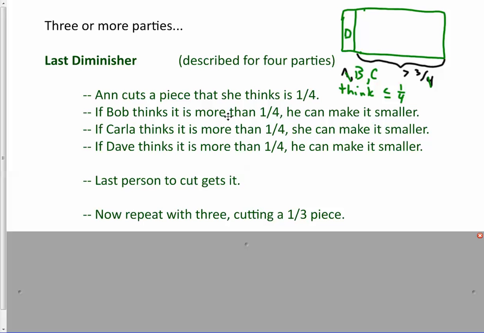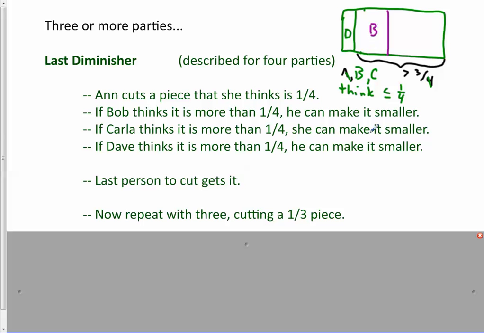Now Ann, Bob, and Carla restart it, and now you do 1/3. Ann cuts a piece that she thinks is 1/3. And then Bob has a chance. If he thinks it's more than 1/3, he can make it smaller. Carla, if she thinks it's more than 1/3, she can make it smaller. Whoever makes the last cut gets it. And all the thought process that I just went through for Dave will apply again. And so let's say Bob gets that piece.